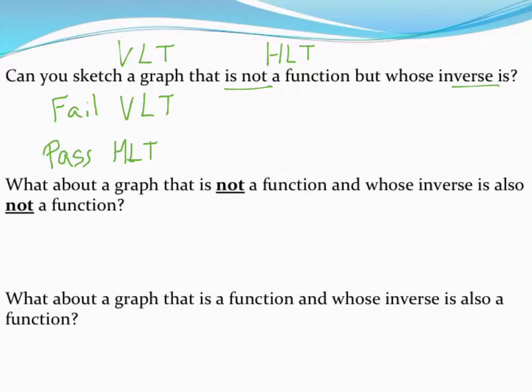So for example, something that might work might look something like this. A sideways opening parabola. I can see that that would fail the vertical line test. If I drew a line through it, it would touch more than one time, meaning that graph itself that I'm looking at is not a function. However, it does pass the horizontal line test. Anywhere I draw a horizontal line only touches one time, which tells me the inverse graph, which is a graph I'm not looking at, but the inverse of that would be a function.